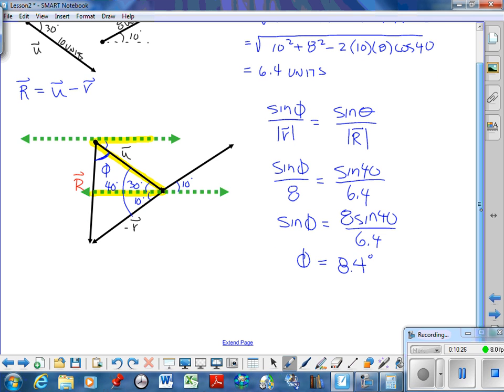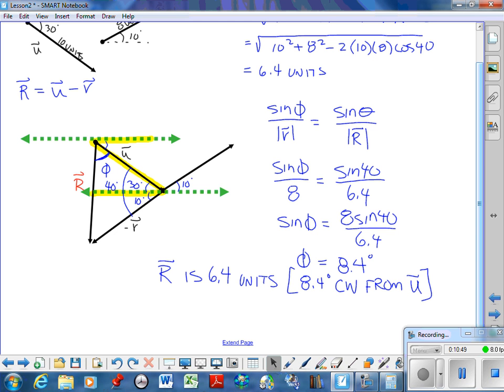So then summarizing, I know that my resultant is 6.4 units long, and my direction would be 8.4 degrees clockwise from vector u. Okay, and there we are.